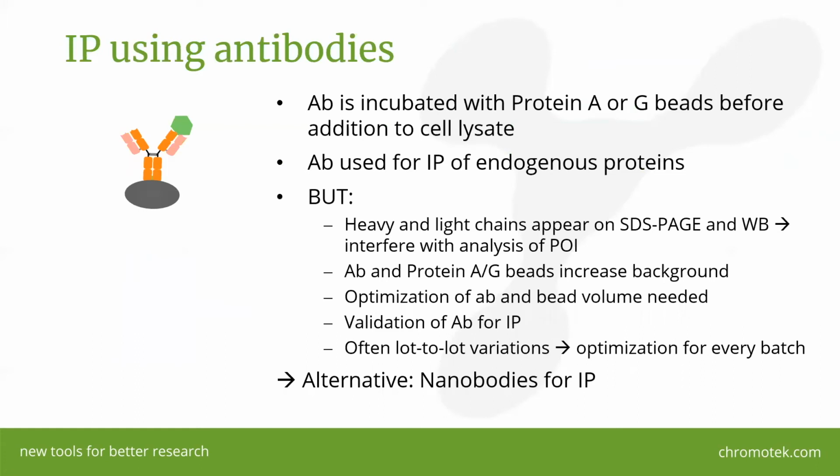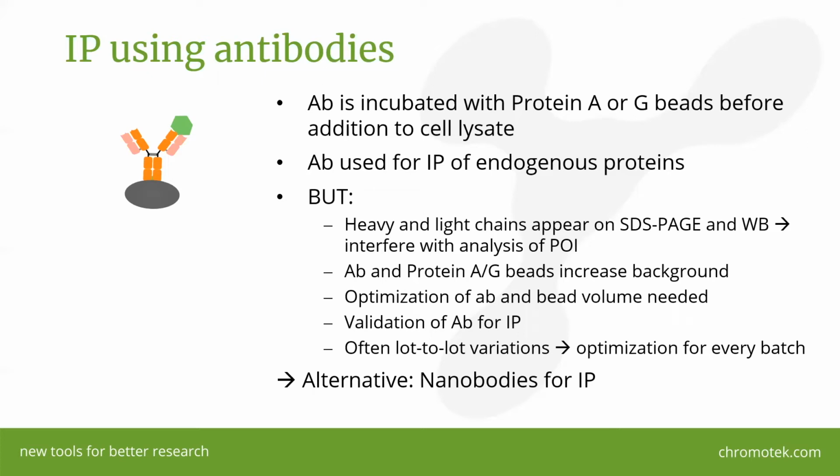So now we talked about the various steps, but it's also important to select the best antibody for your IP experiment. A crucial point is that the antibody has to work. Normally you use the antibody, and it is first bound to protein A or G and then added to the cell lysate. Often antibodies are used for endogenous proteins which do not contain a common tag. That often works, but sometimes it does not work.